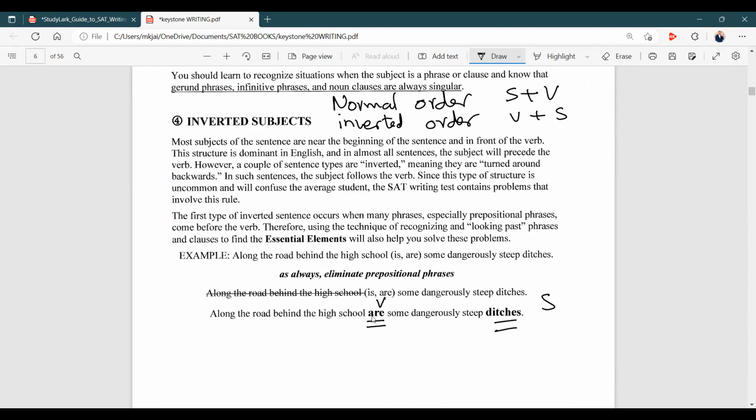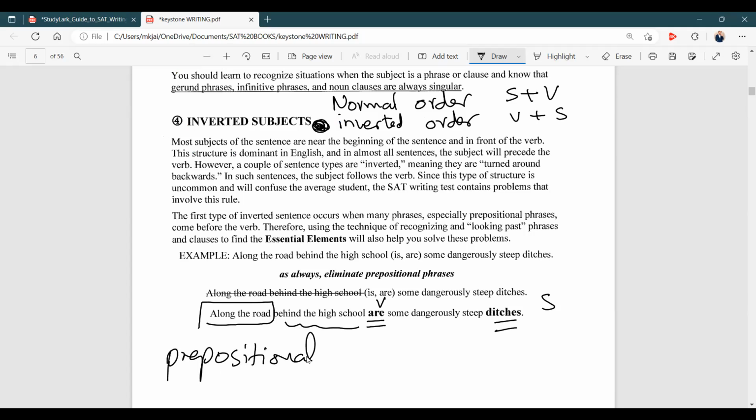So how will I identify them? Easy job. Who can tell me? Any idea about inverted order? Yes, Nagam. You still do the same thing. You eliminate the prepositional phrases and stuff. Yes, but I mean, how do I know it's inverted order? What do they look like? They look like the verb comes first and then the subject.